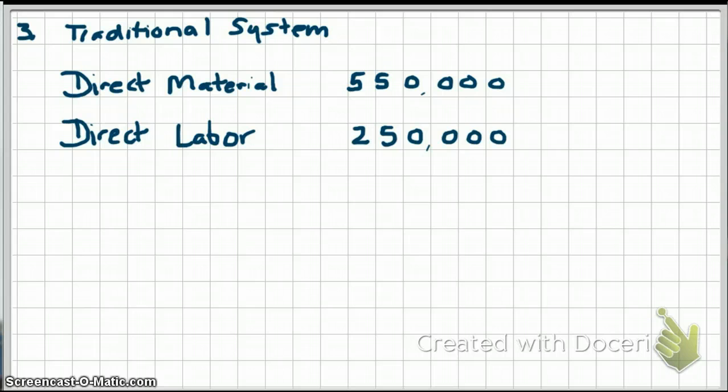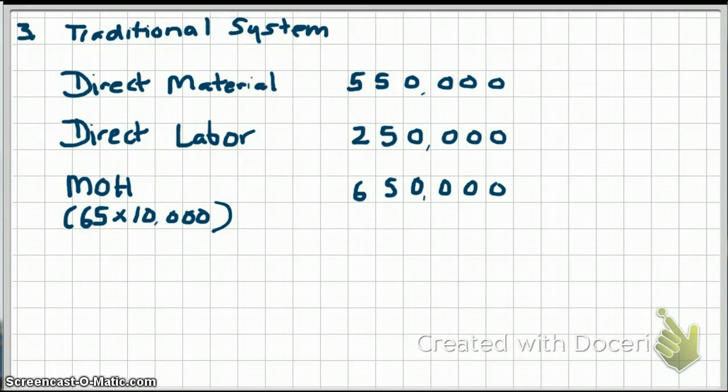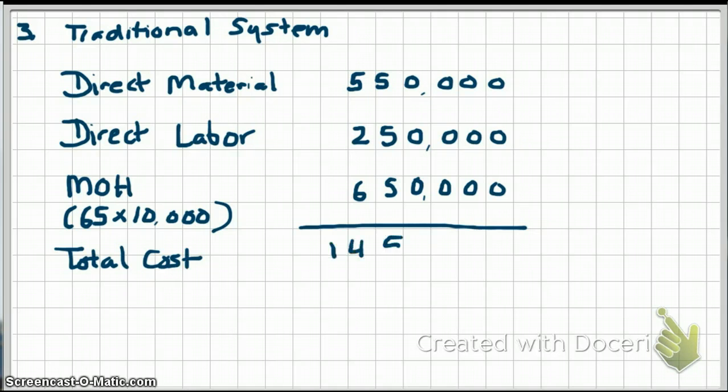In this case, manufacturing overhead was allocated based on direct labor hours. They said 10,000 direct labor hours will be used for this job, and they told you that the predetermined overhead rate was $65. So you will be allocating $650,000 of manufacturing overhead to this particular job. That will give you a total job cost of $1,450,000.